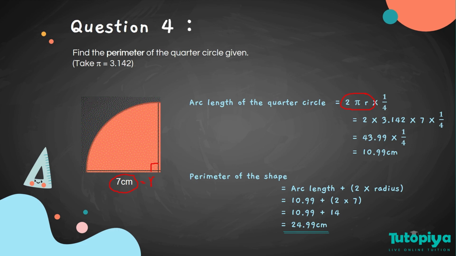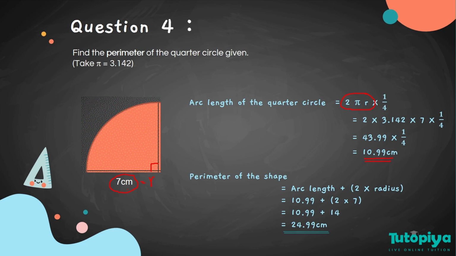Now you substitute 2 pi is equal to 3.142 multiplied by 7. R is equal to 7 and multiply by quarter or divide by 4. So you get 43.99 approximately multiplied by 1 over 4. The answer would be 10.99.